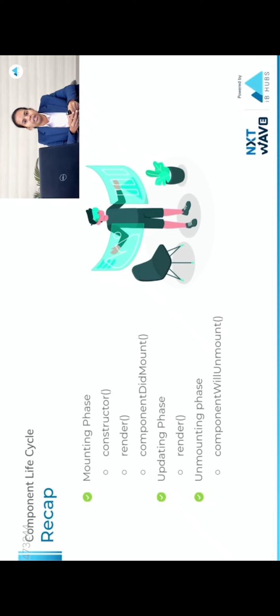So then, in case of any change in the component state, the component will go through the updating phase, where the render method will be called and the entire component will be re-rendered, right? So if you want to remove the component from the UI, then it will go through the unmounting phase, where the componentWillUnmount method will be called. So we understood about these in the previous session.